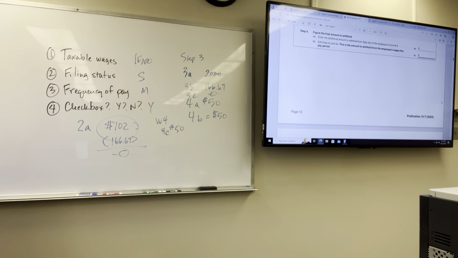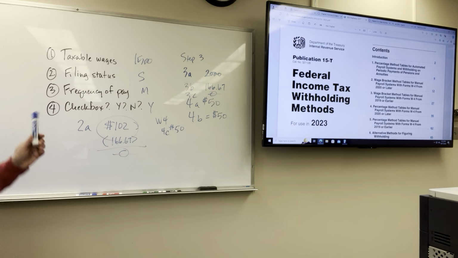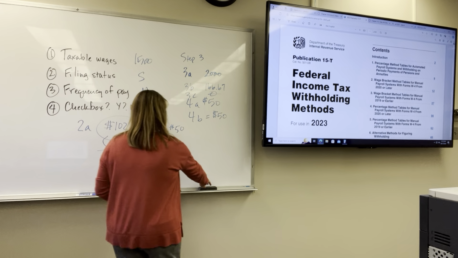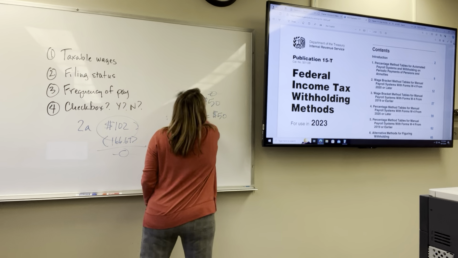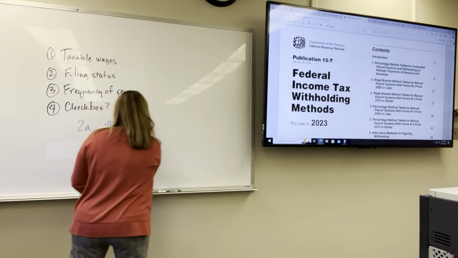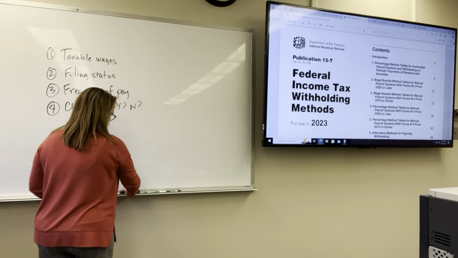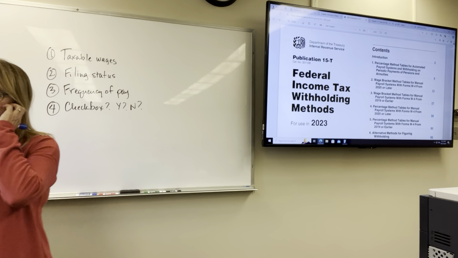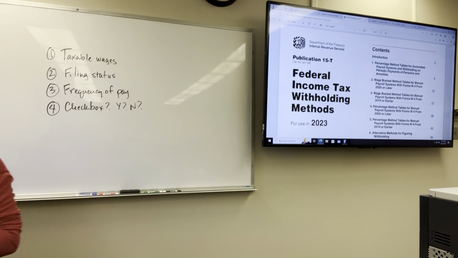Let's move on to the percentage method. Still need these same 4 pieces of information. Still need the W-4. Difference here is that now our income has exceeded the limits of that table. So let's look at percentage method tables.